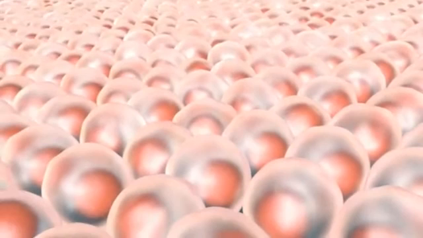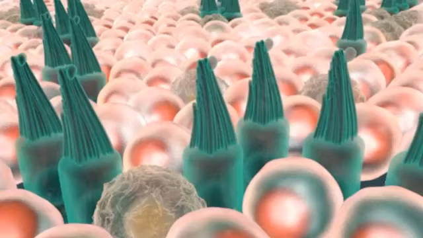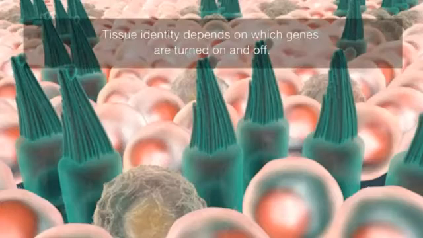Tissue state is controlled by the on or off status of sets of genes, thereby ensuring that when a skin cell divides, it does not turn into a hair cell or a bone cell. Most tissues in the human body contain exactly the same genetic blueprint. Tissue identity depends on which genes are turned on and off.